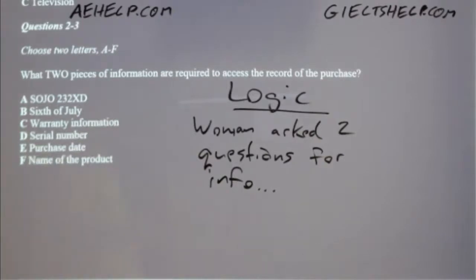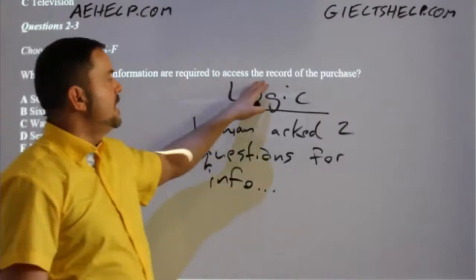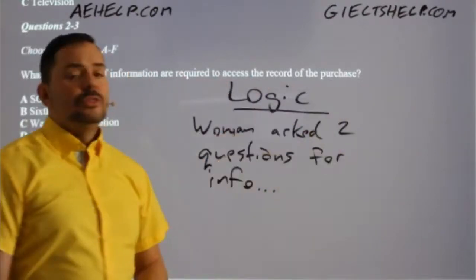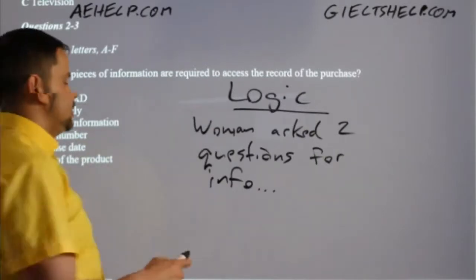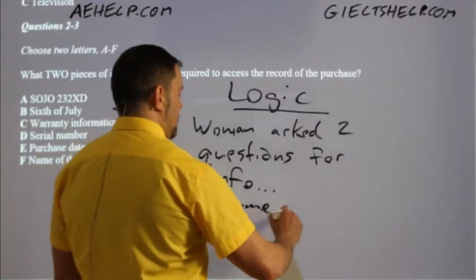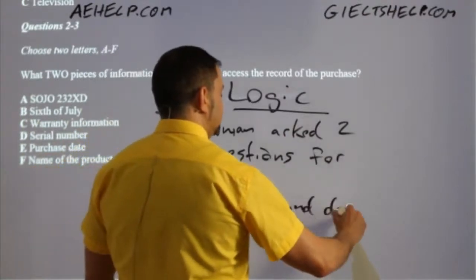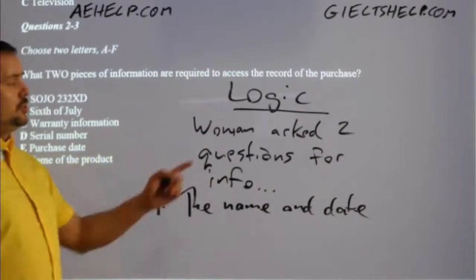So a lot of you are saying it's A and B, but it's not necessarily the right answer. It's what 2 pieces of information are required to access the record of the purchase. So Derek says the name and date. Okay. And those were the two questions, right?